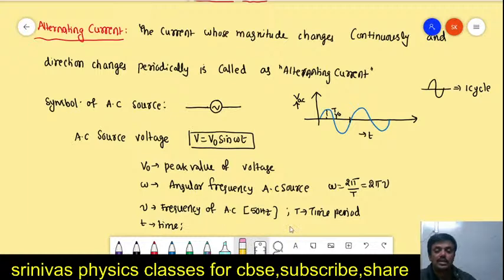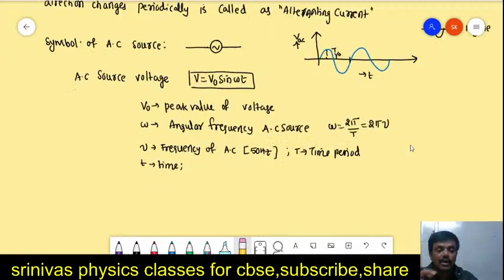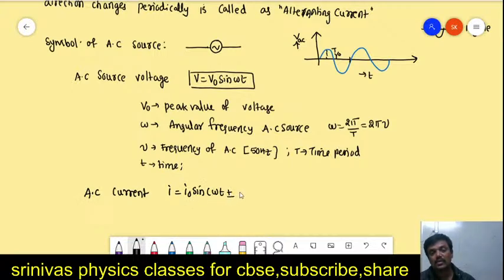Now if you want to write the AC current formula, we can write it like this. This is about the AC voltage we got. Okay, listen very carefully. If you have any query, write in the chat box. The AC current I is equal to I naught sin(omega t plus or minus phi). What is I naught in this? I naught is the peak value of current, the maximum value of current.